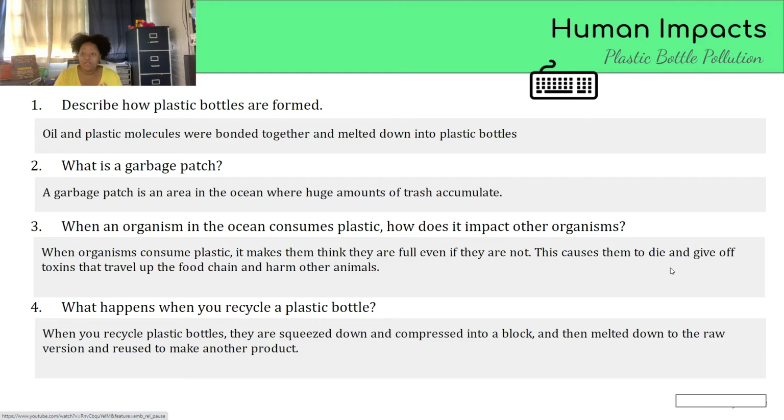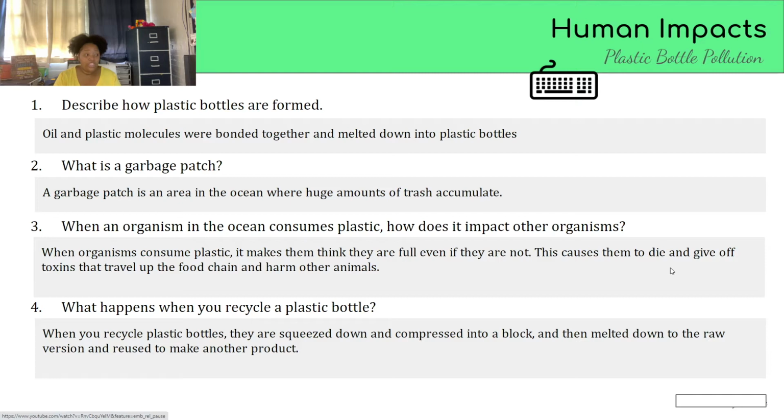And we even saw that these toxins can lead all the way up to us. Luckily for me, I don't eat seafood, but I'm sure a lot of you do. And if you do, you can see that we can also be affected by all of these toxins and all of this waste that's going into the ocean.